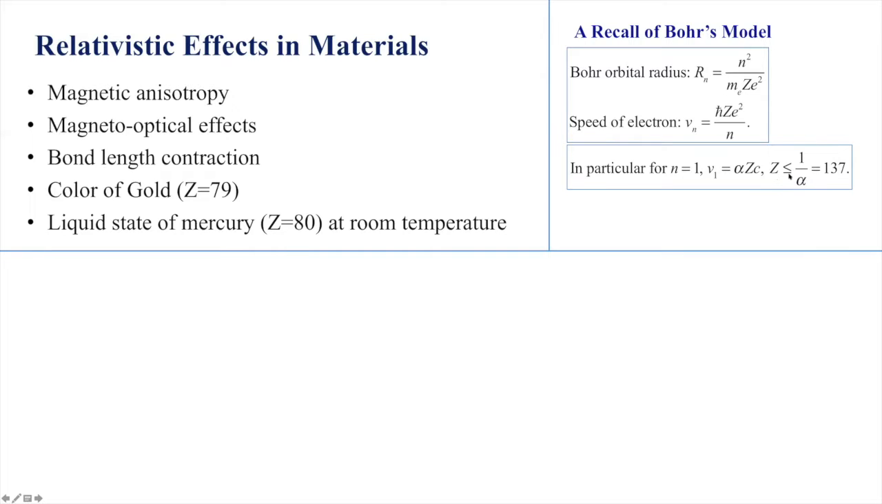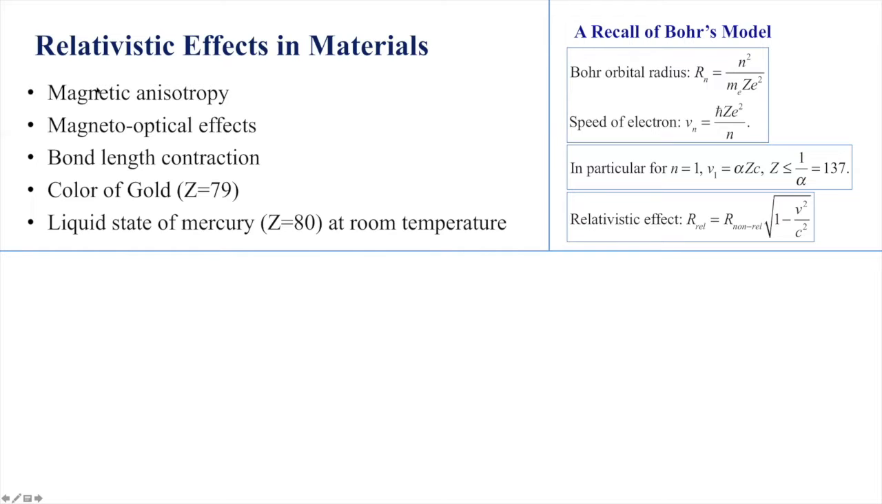Essentially, it means that Z cannot be greater than that. Otherwise, the speed of the electron will be greater than the speed of light. So essentially, they tell you that the higher the Z, the higher the speed of the electron. And the relativity effect is that if you're sitting on the electron, you see the distance between the nucleus and yourself become shortened. Essentially, that causes the bond length contraction problem.